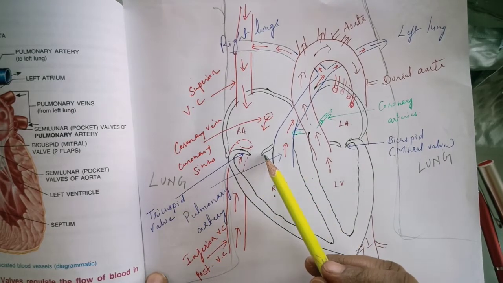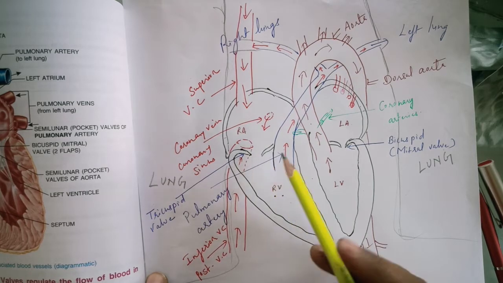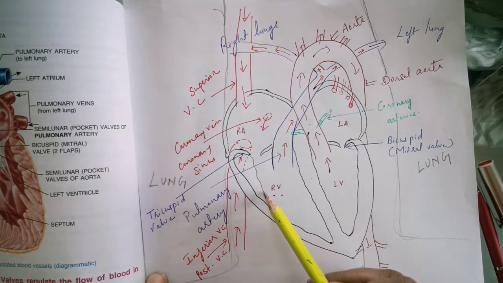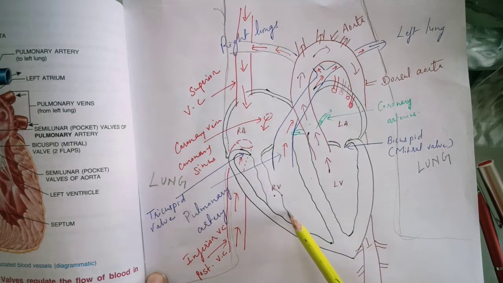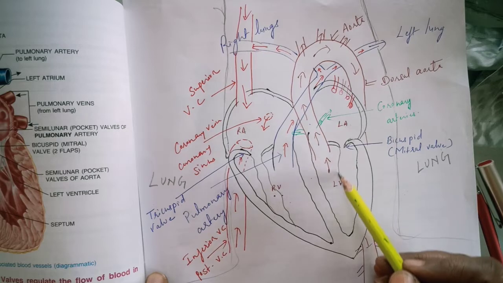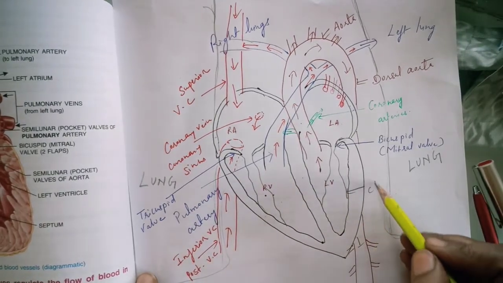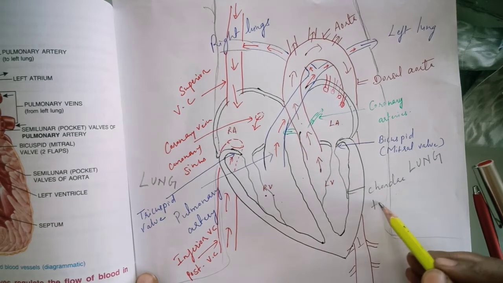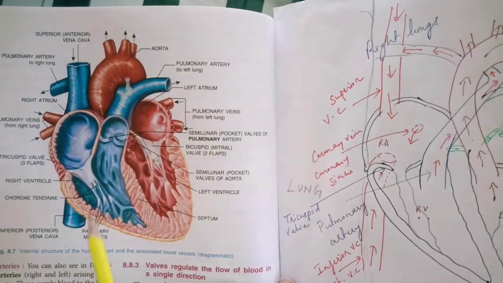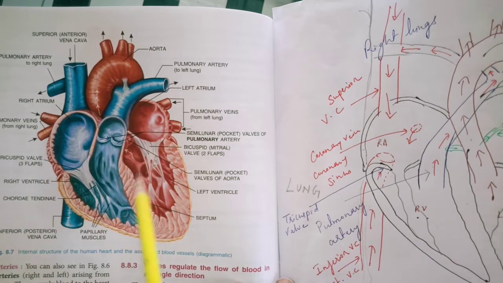Now these valves are kept in their proper position with the help of certain thread-like structures. These thread-like structures arise from the edge of these valves like this, and they join the muscles of the heart here at the base, from here also. These thread-like structures, known as the chordae tendineae, help in keeping these valves in the proper position. Look at the chordae tendineae, very clearly shown over here in this figure.